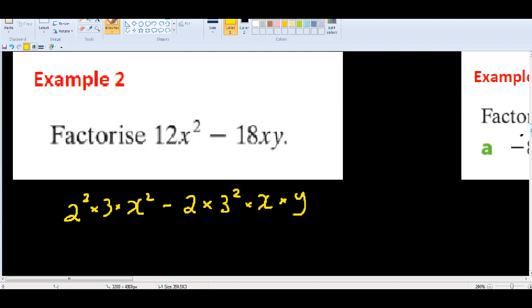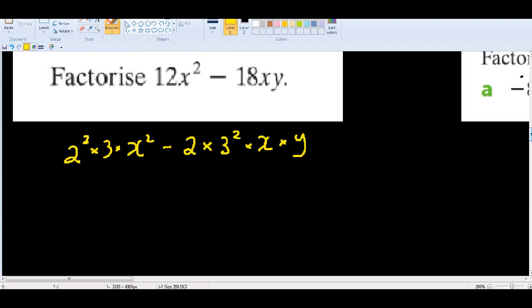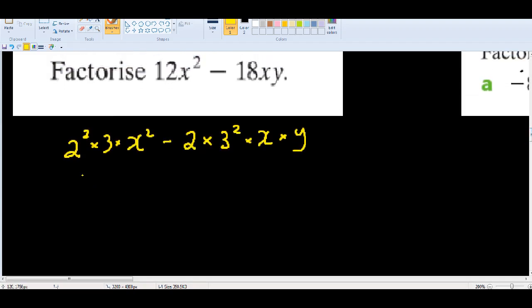Okay, now we need to pick up some common factors. Okay, 2, all right, 3, and x. There's no y here, so y is not a common factor.